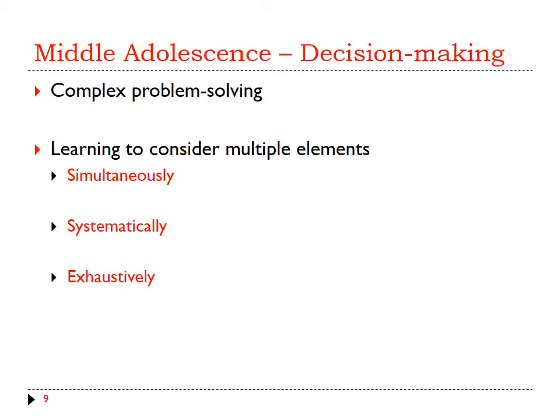Adolescents with normal cognitive development are becoming more capable of complex problem-solving and decision-making. This is an emerging skill. Youth need the opportunity to practice and learn how to consider multiple elements simultaneously, systematically, and exhaustively.